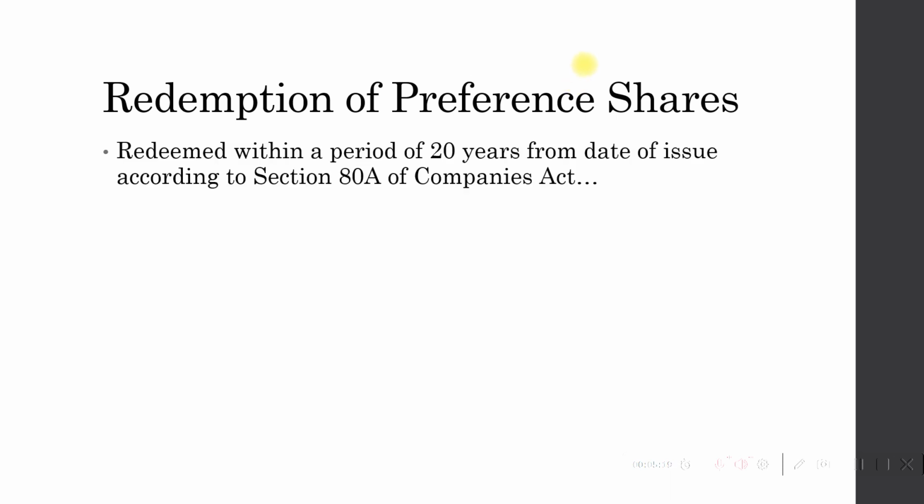Preference shares are redeemed within a period of 20 years from the date of issue, according to Section 80A of the Companies Act. Equity shares are not redeemable during the lifetime of the company, whereas preference shares must be redeemed within a period of 20 years from the date of issue. And this is as per Section 80A of the Companies Act.